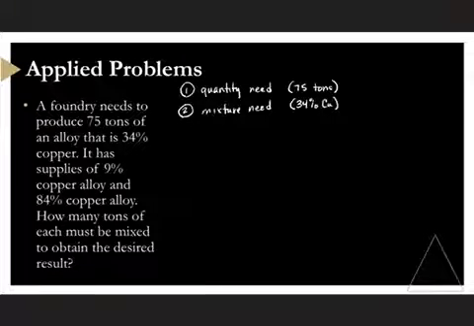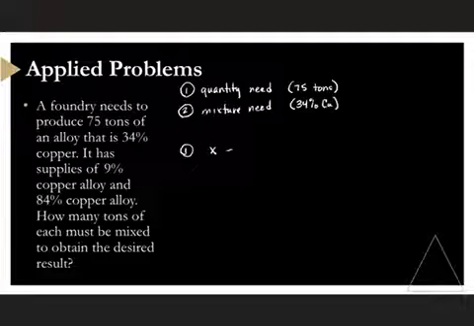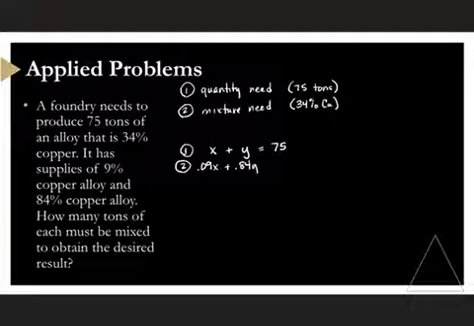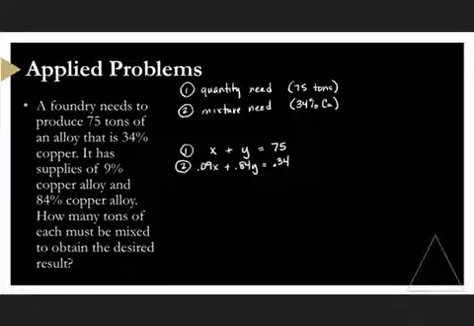So, first equation is actual pounds. So we're looking for a certain amount of mixture X, a certain amount of mixture Y, and we want that to equal 75 tons. For the percentages, one of them has 9% copper, so I'm going to let that be X. So 0.09x plus 84% copper in the other one, so 0.84y equals 0.34 percentage overall.